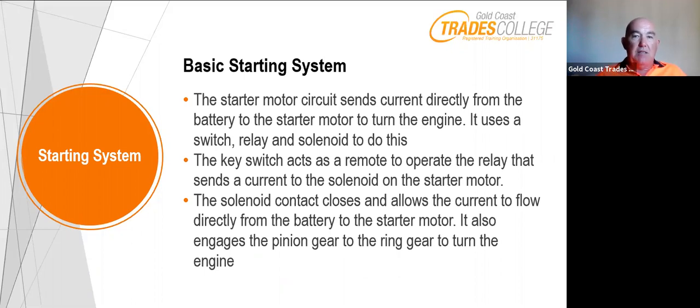Okay, basic starting system. The starter motor circuit sends current directly from the battery to the starter motor to turn the engine. It uses a switch, a relay, and a solenoid to do this. The key switch acts as a remote to operate the relay that sends a current to the solenoid on the starter motor. So the solenoid is that large circular part that you see on the top of the starter motor. It works very efficiently. It takes many, many thousands of times to wear out a solenoid. The solenoid contacts close and allow the current to flow directly from the battery to the starter motor. It also engages the pinion gear to the ring gear to turn the engine.